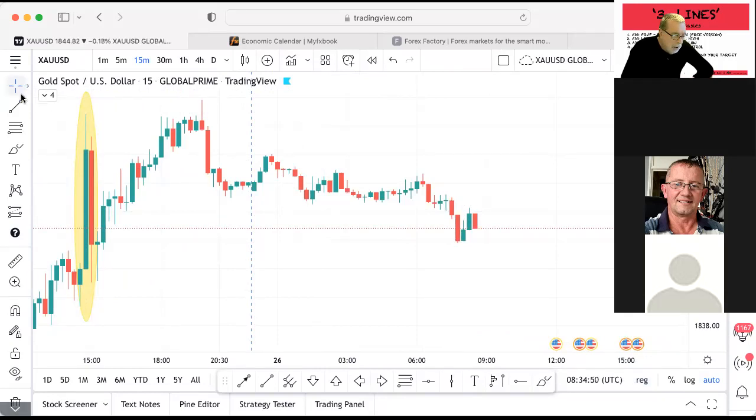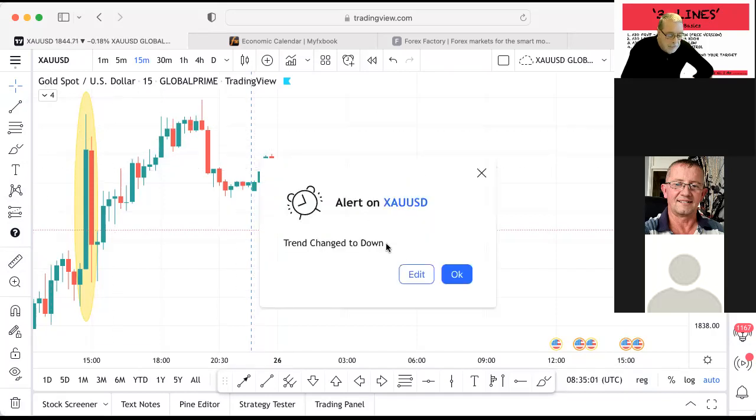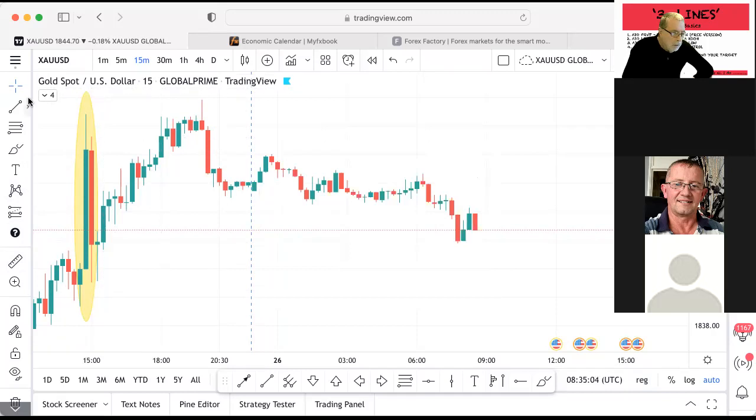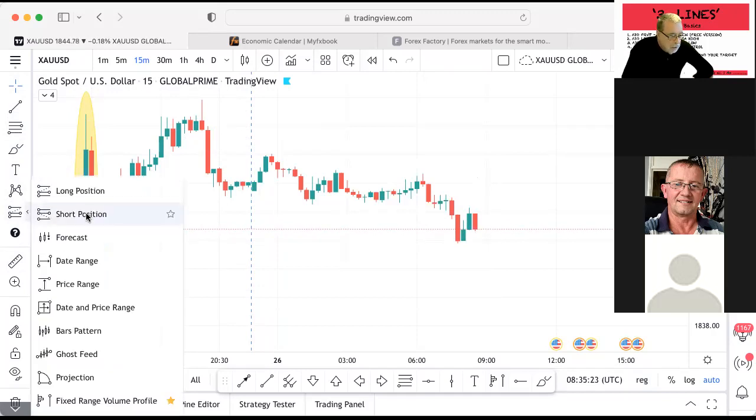I'll go through the method that you can use if you've got a free version of TradingView. If you watch my cursor, I'm coming on to this left-hand panel here, going down to 1, 2, 3, 4, 5, 6, 7, where it actually says long position, but if you click on the arrow next to it, it says prediction and measurement tools, and you get a drop-down menu, and the one at the bottom is a fixed range volume profile.